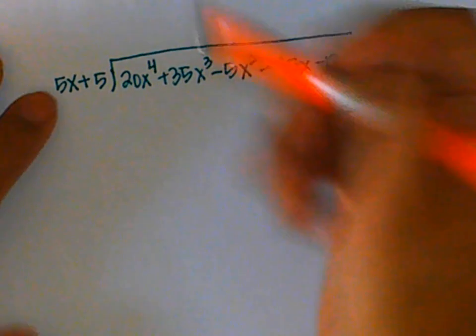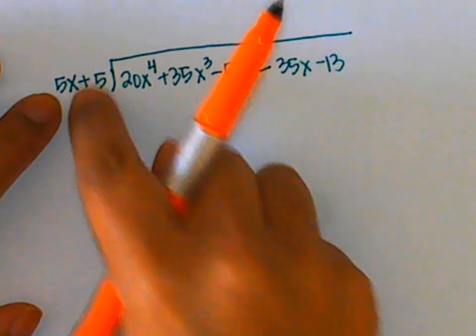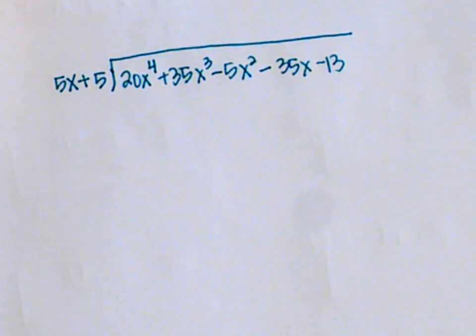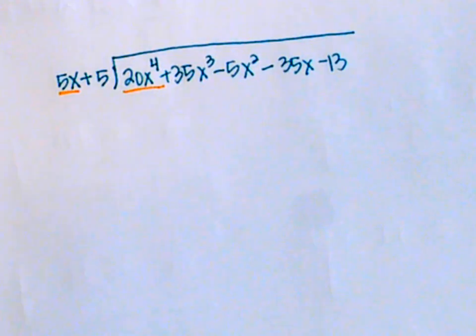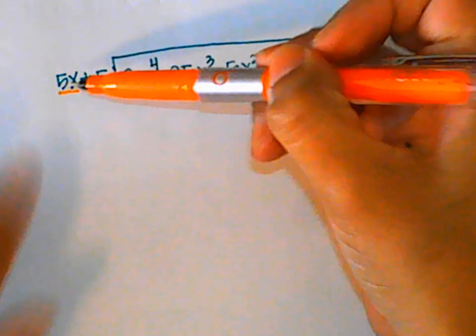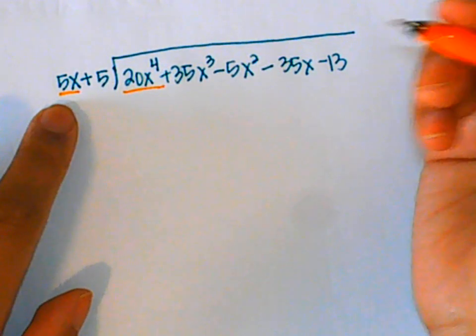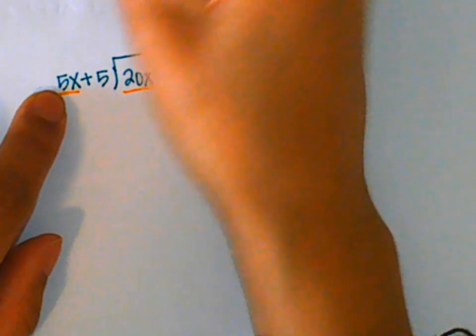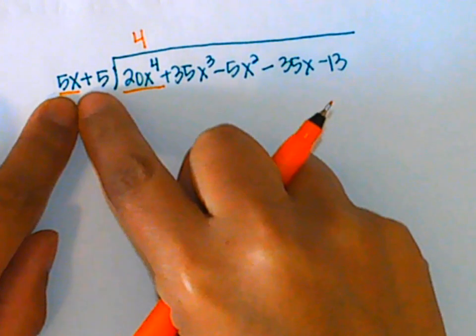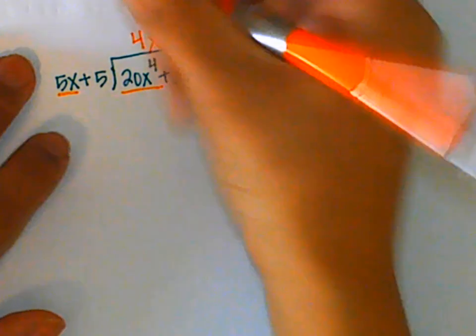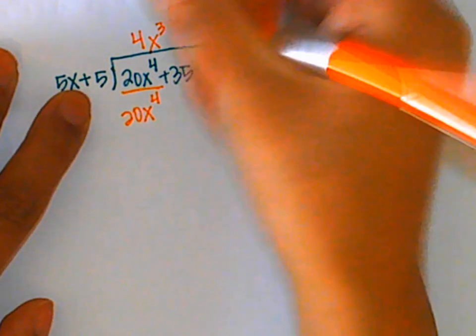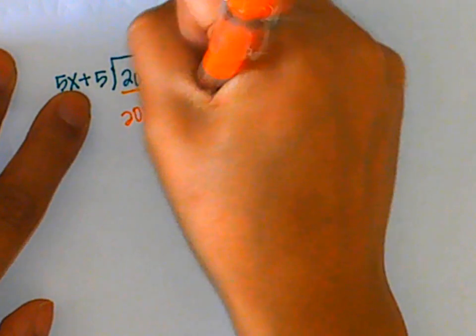So here's my problem. Remember, I want to know, what do I multiply by this 5x? I'm focusing on the largest term of each polynomial. So I'm focusing on this 5x, and I'm starting off focusing on this 20x to the power of 4. What do I multiply by 5x to get this 20x to the 4th? Well, to turn the 5 into a 20, I need to multiply by 4. And to turn this x into an x to the power of 4, I need 3 more x's, which is that there. So when I multiply this out, I get 20x to the power of 4, and then I multiply by the next one, and that is 20x cubed.